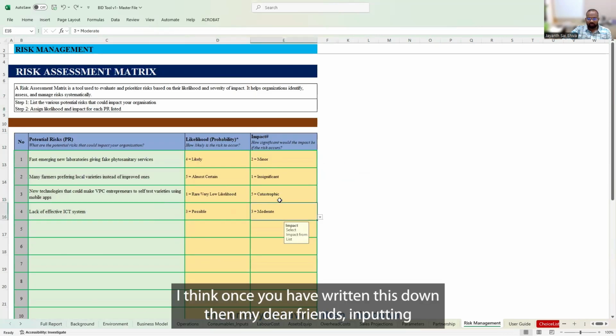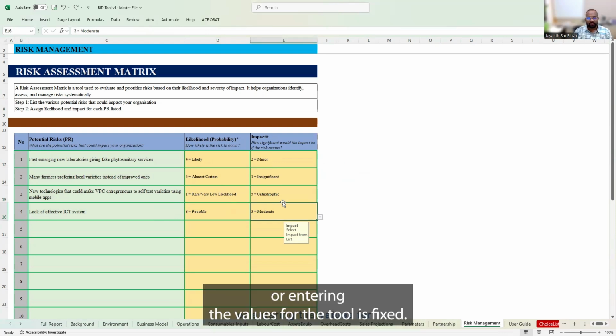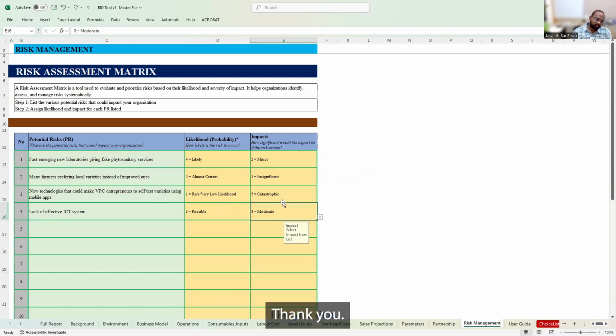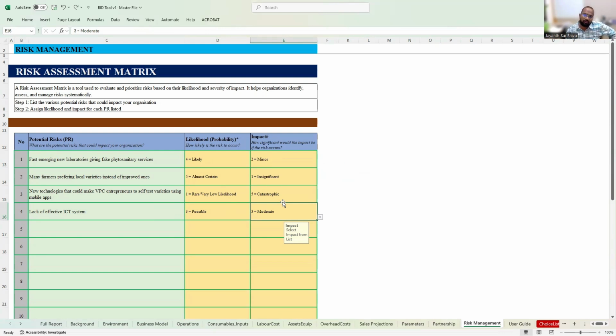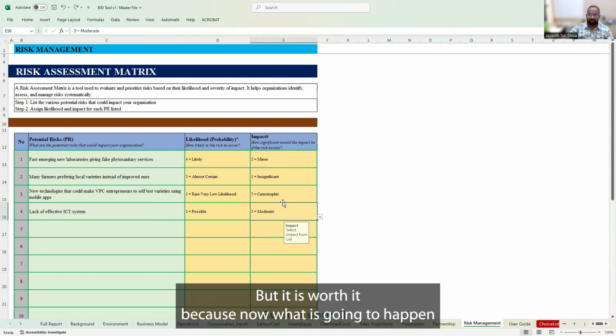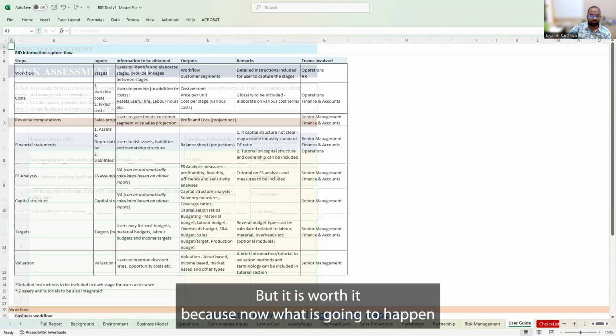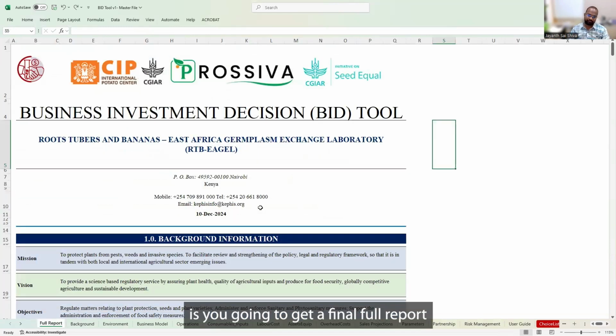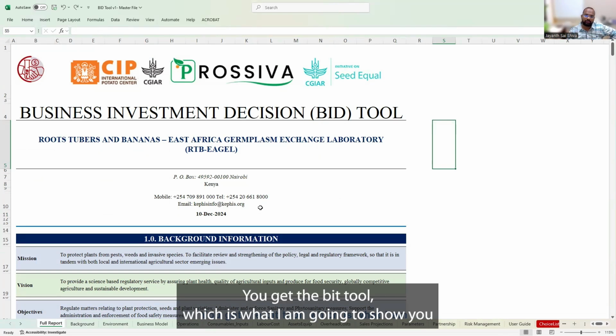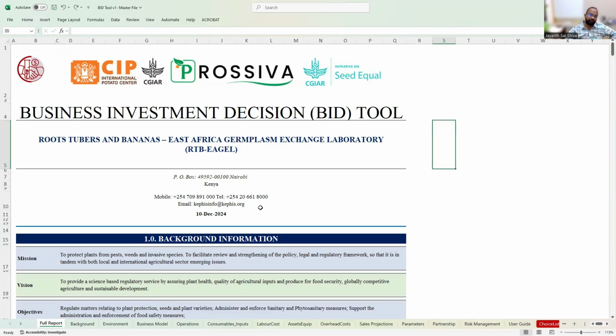And once you have written this down, then, my dear friends, the inputting or entering of the values for the BID tool is finished. Like you can see, it takes some time and some information to fill up these various modules, but it is worth it because now you're going to get a final full report based on what all we have been filling. You get the BID tool, which is what I'm going to show to you.